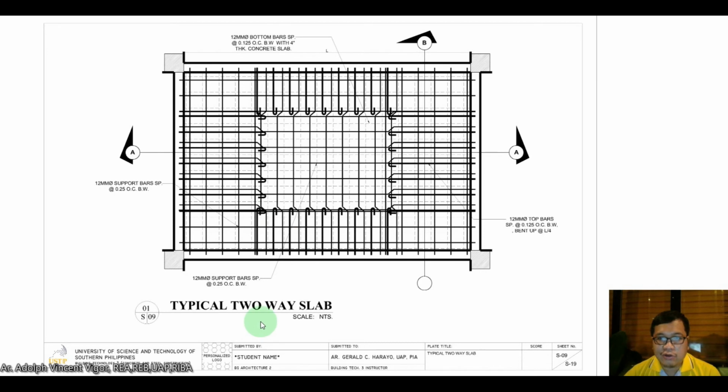This is a typical two-way slab. Here, you can see the 12 mm diameter bottom bars. Here, the 12 mm diameter top bars. You can see where the section is being cut. This is B, and this is A.